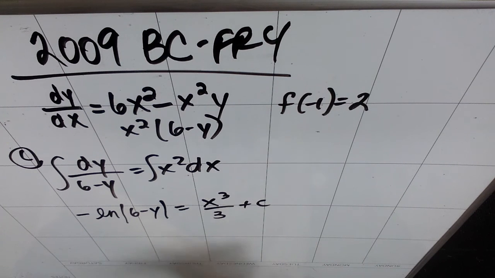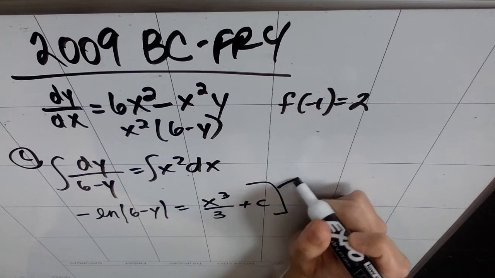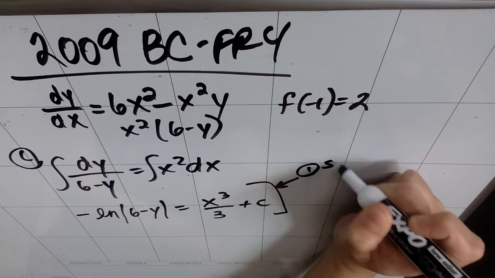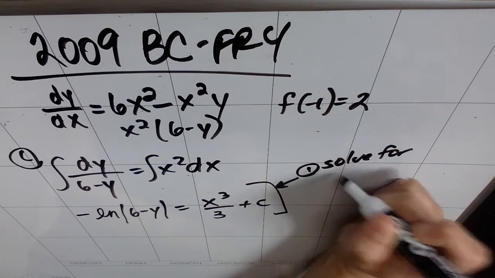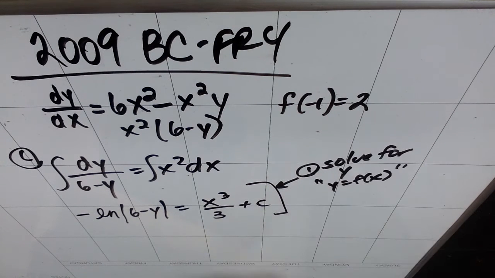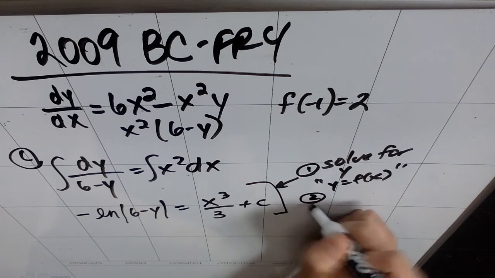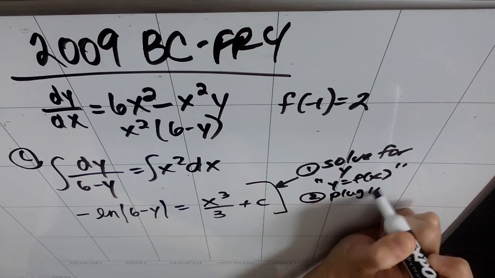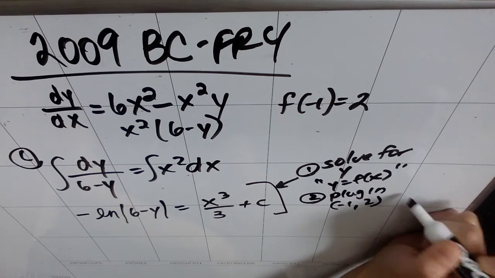Now, it's up to you how you deal with this. You can either plug in this value and find c now, which is fine, or you can solve for y first. But at this moment, you have 2 jobs left. One, you need to solve for y, because when they say y equals f of x, that's code for you have to solve for y. And the other thing you need to do is plug in negative 1, 2 to find c.